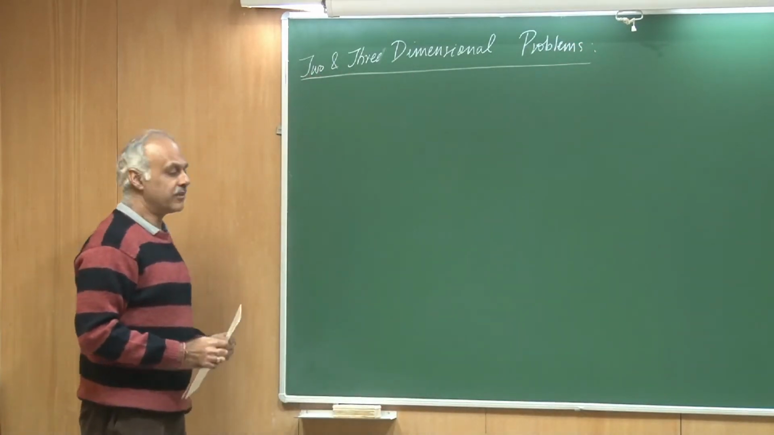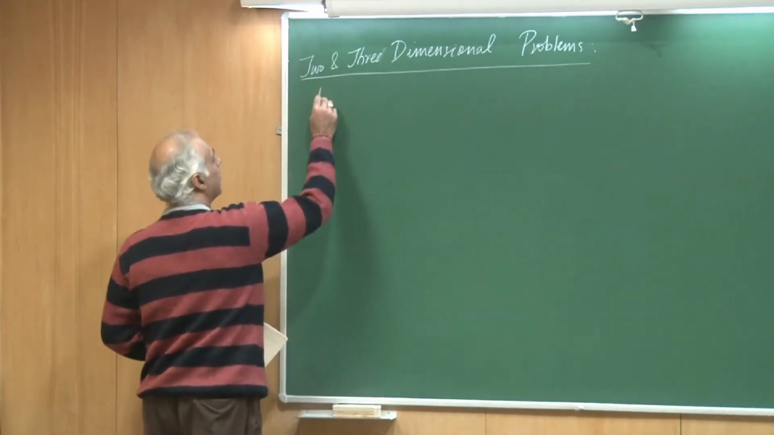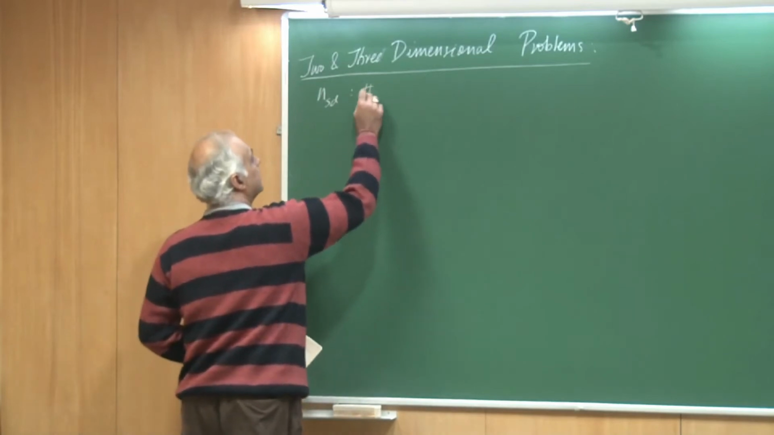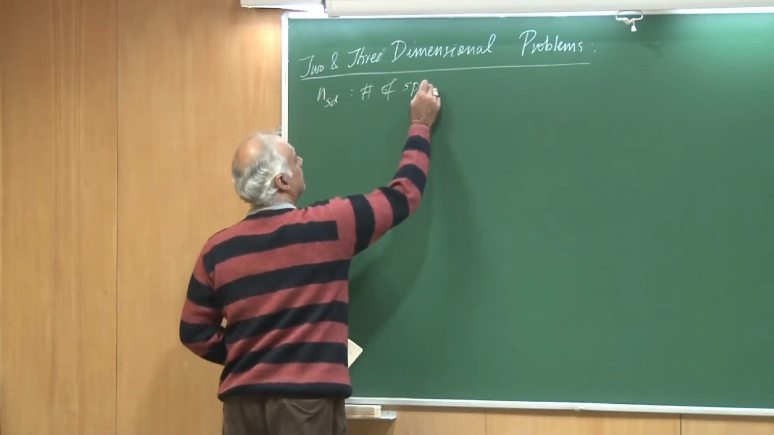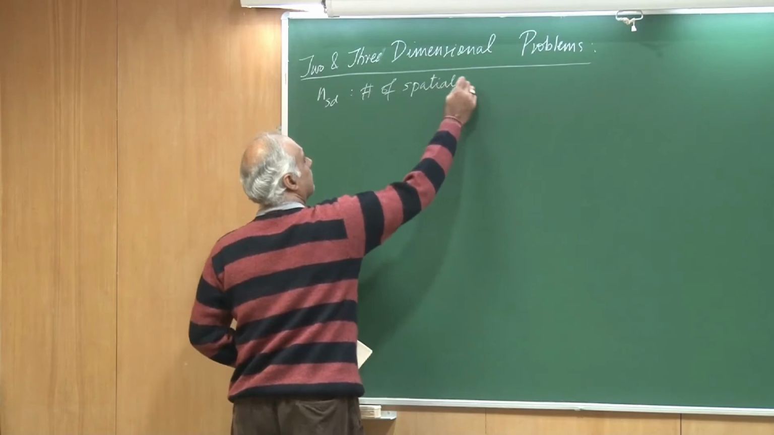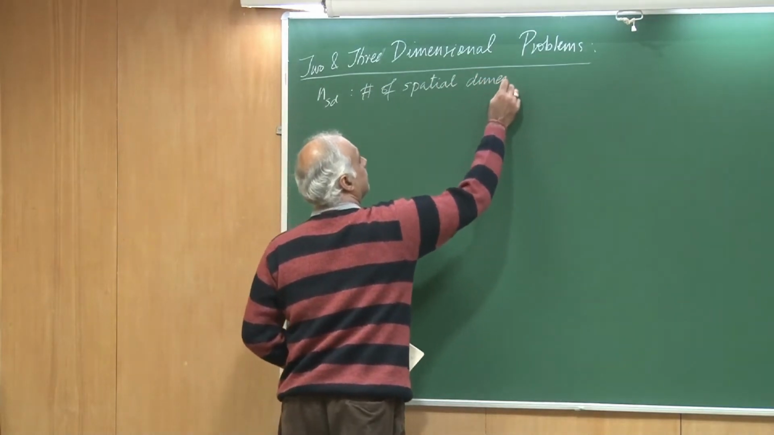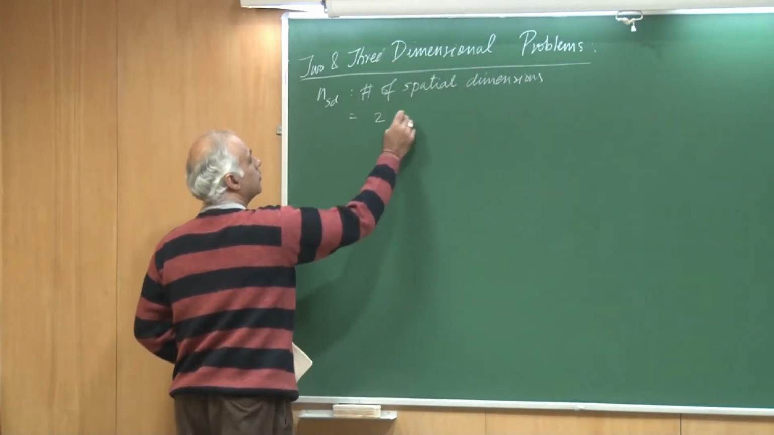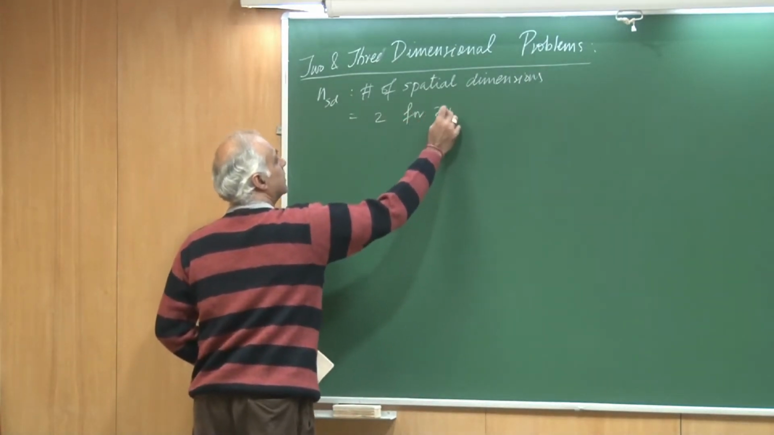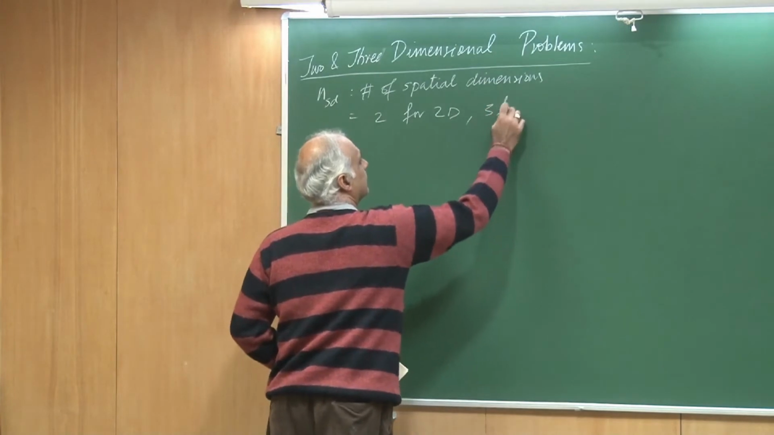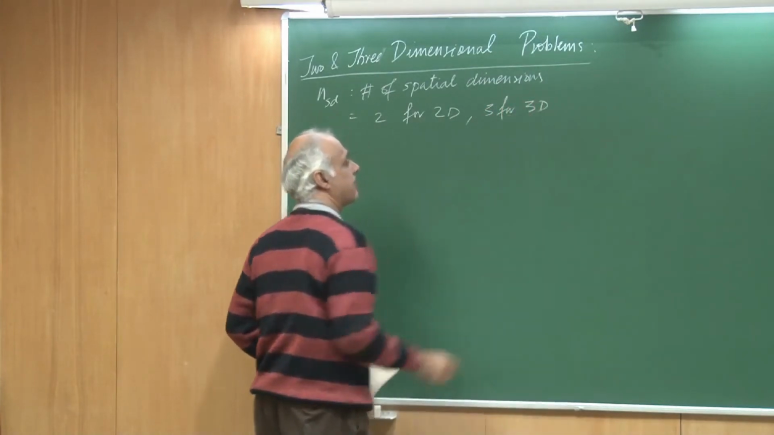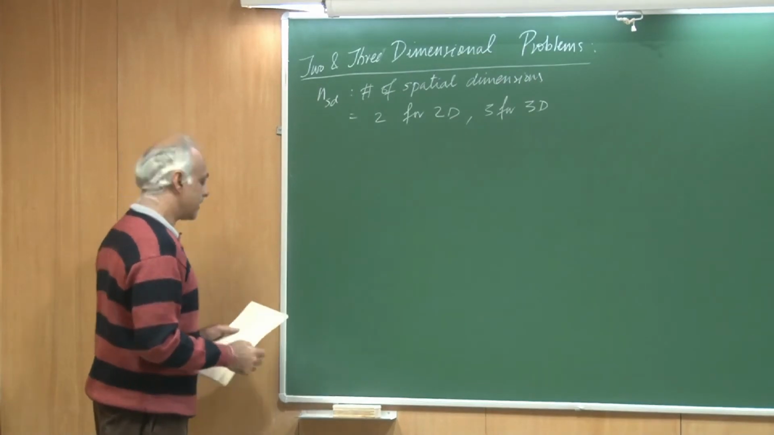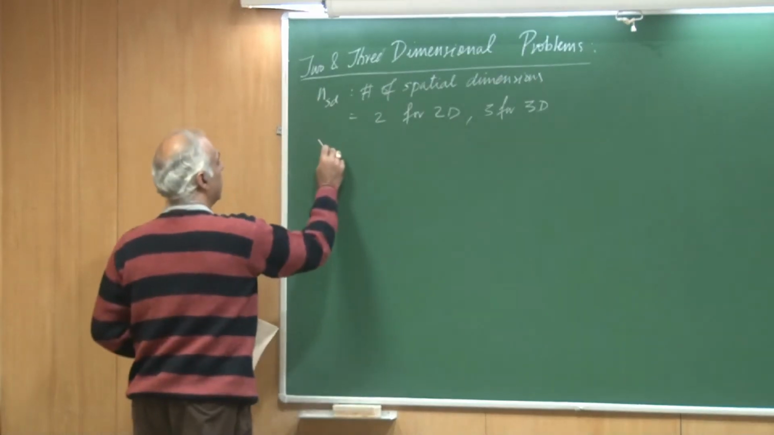So let's introduce a variable called number of spatial dimensions, NSD. So this is equal to 2 for 2 dimensions and 3 for 3 dimensions. We are also going to denote the location of any point by x.